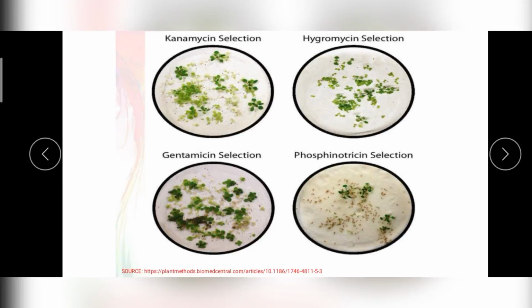So in this figure you are able to see that the transformed cells have the resistance property and they are able to grow on this antibiotic containing media, whereas the non-transformed cells are susceptible and they are dying. So it is very clear from this picture that the non-transformed cells are susceptible, whereas the transformed cells have the capacity to resist and they are able to grow on this antibiotic selective media.